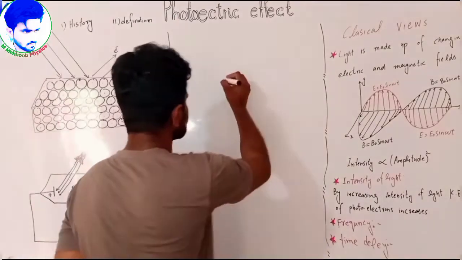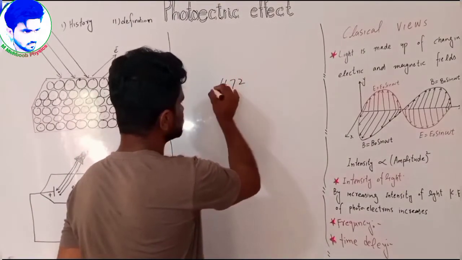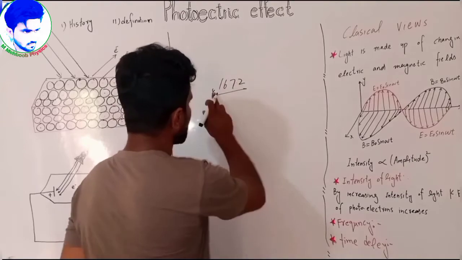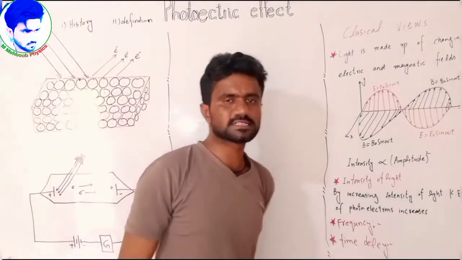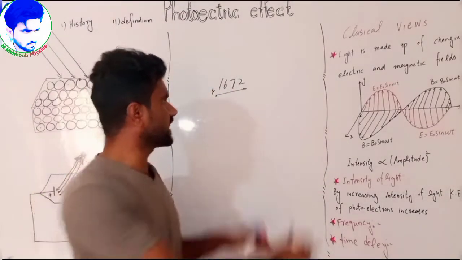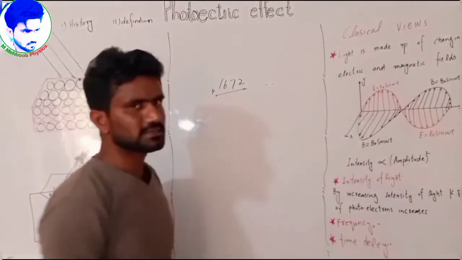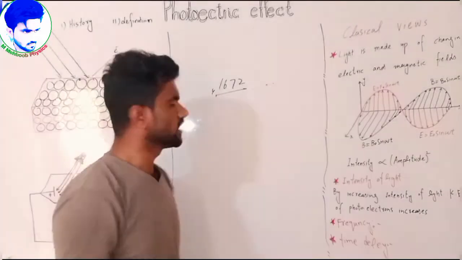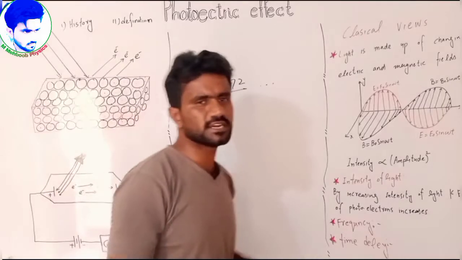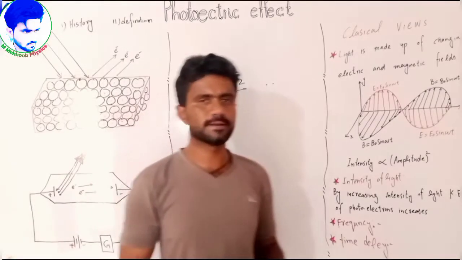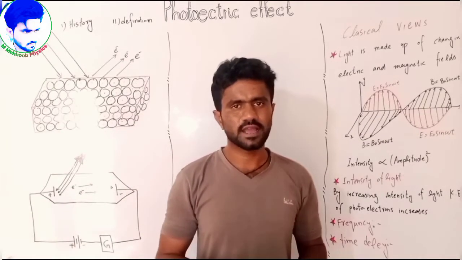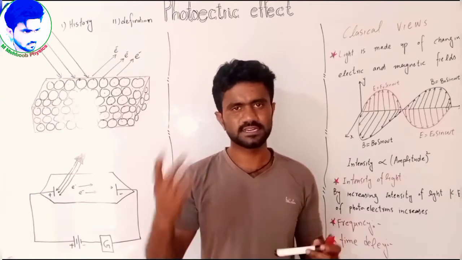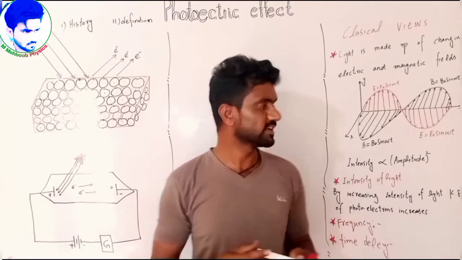Then in 1672, Isaac Newton gave his corpuscular theory, and he says that light is made up of particles. Light has a particle nature. But still some of the scientists like Huygens, Thomas Young and Jean Fresnel and some other scientists say that light has the wave nature.